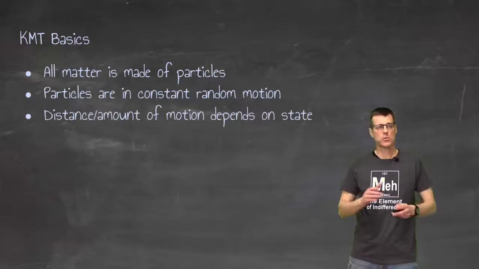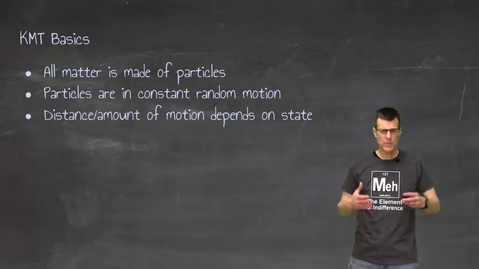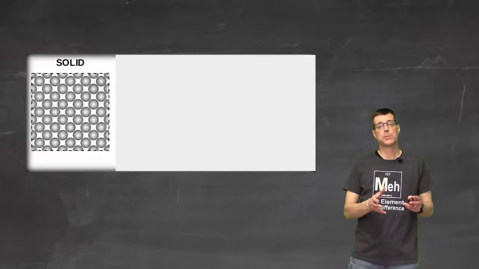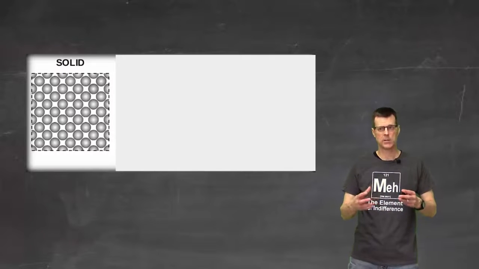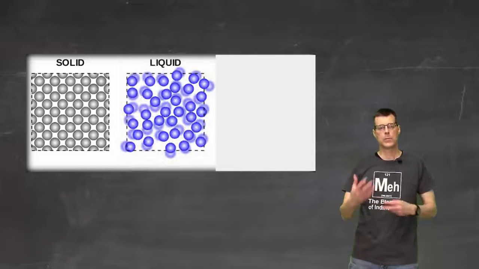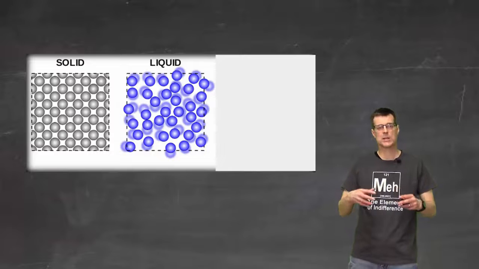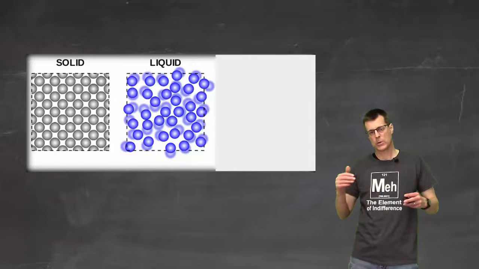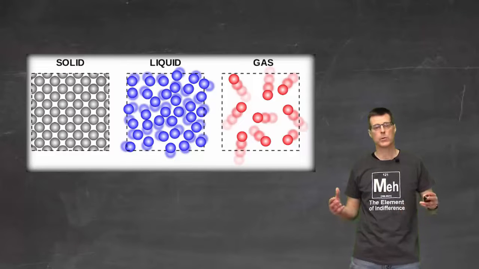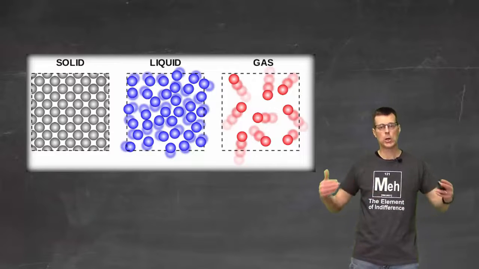The amount of motion, or how far they can travel in a given amount of time, is dependent partly upon the state. So for example, if I look at solids, they're often packed into a very rigid crystal shape. Liquids have a bit more room to move around. They're still kind of packed together, but they can slide past one another a little bit, whereas gases have no interaction whatsoever with one another. They are free to move in large distances.